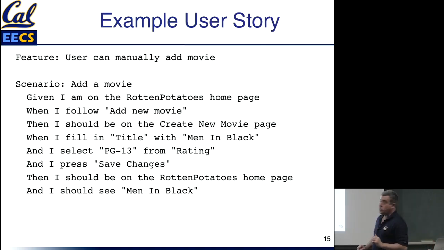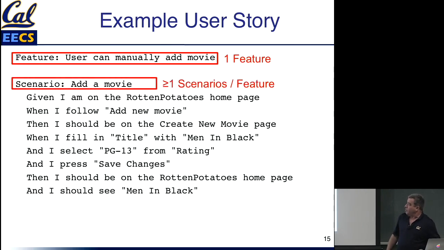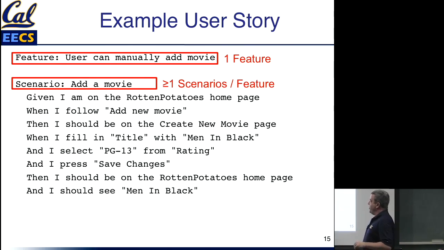Here's an example user story. And like we said on Tuesday, an example of a simple feature for our Rotten Potatoes movie database is the user can manually add a movie. So that's the feature, the general functionality that we want. Here is one scenario that would illustrate that feature in progress. This is actually a list of steps, almost like a script, that a human being could follow if they were using the app.